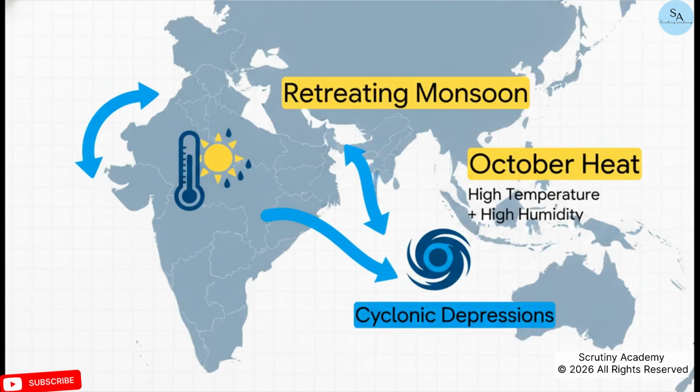And last up, autumn, also known as the retreating monsoon. So the winds are pulling back, the skies get clear, but the ground is still super damp. This mix of high temps and high humidity creates this really sticky, uncomfortable weather we call October heat. Oh, and this is also the prime season for cyclones to form over the Bay of Bengal.